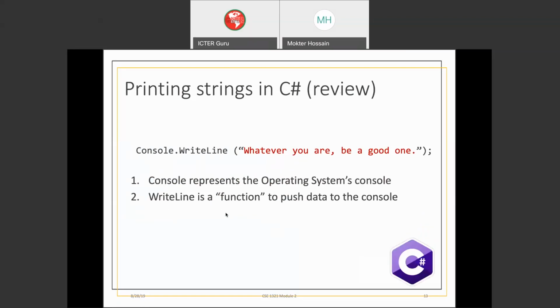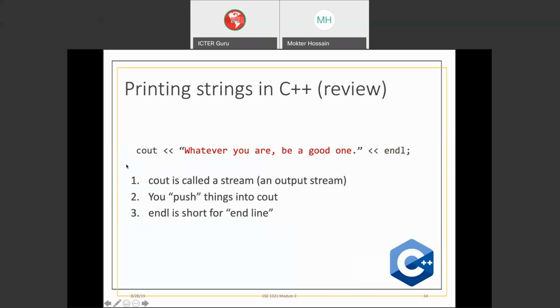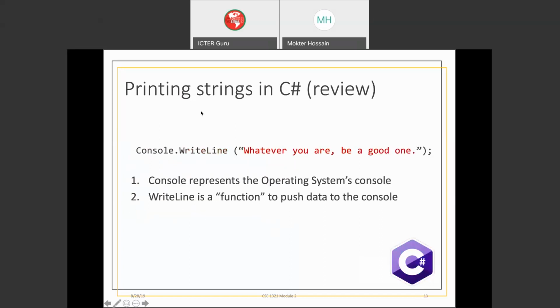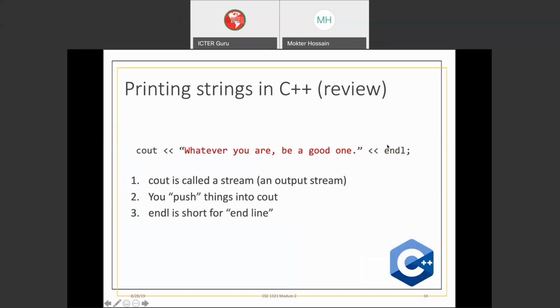In Java, we use println, and in C++, we use cout, and two less than signs together. And endl, end line, we say line here. This is endl, not the number one. So that is for C++.